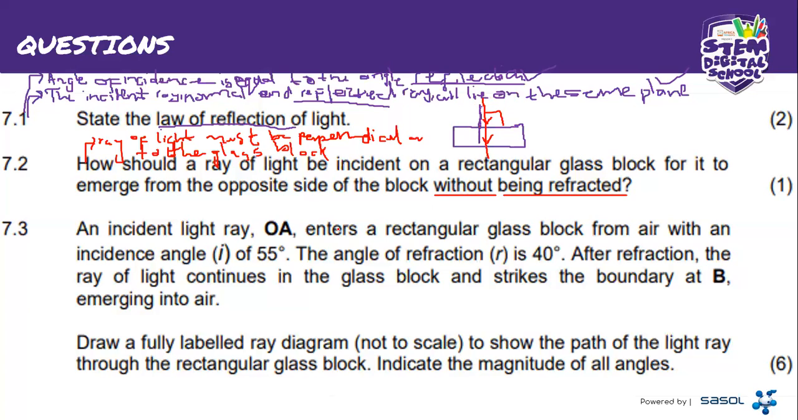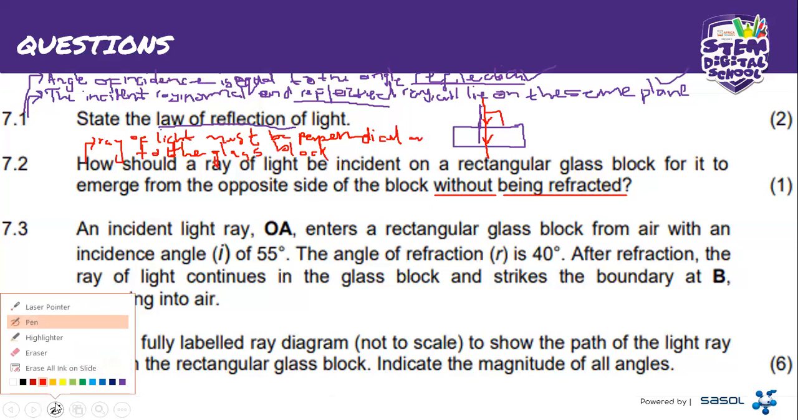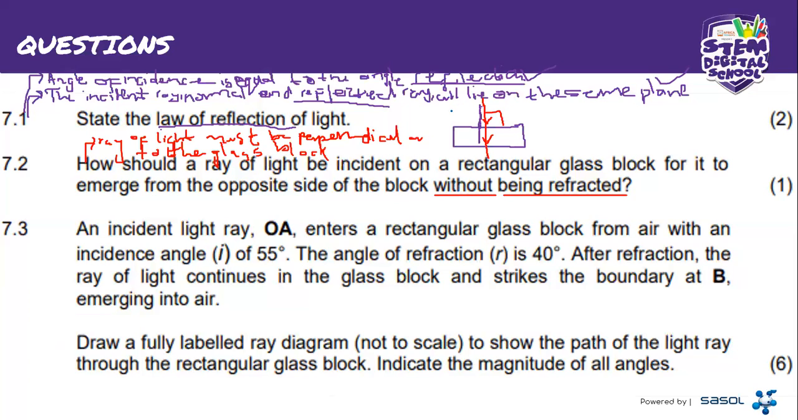If you were to bring it at an angle, like this one, let's say you brought it at an angle, then it would be refracted. But if you bring it like in red, perpendicular to the glass block, it will not be refracted. So that would give us 1 mark. And you must be clear in your detail. The ray of light must be perpendicular to the glass block.